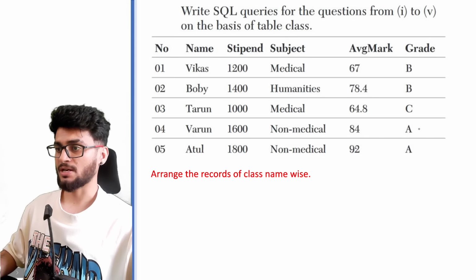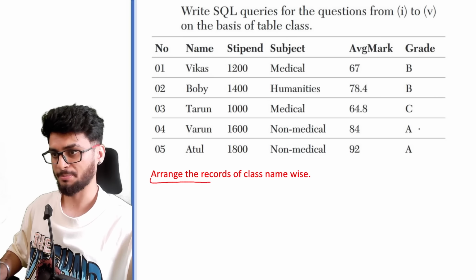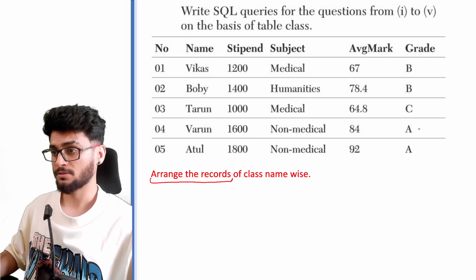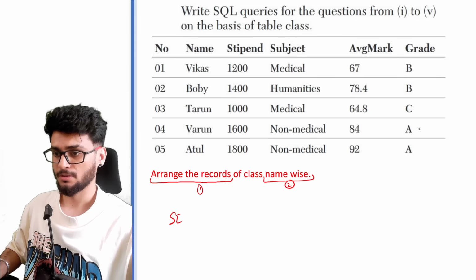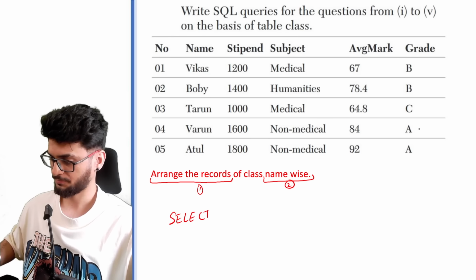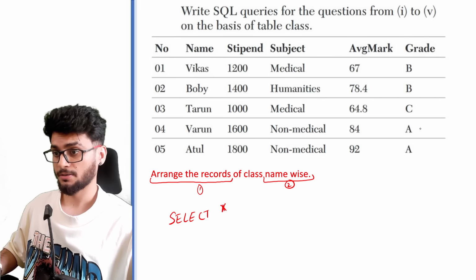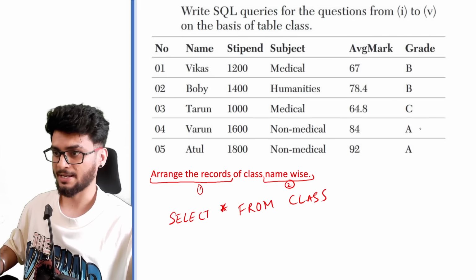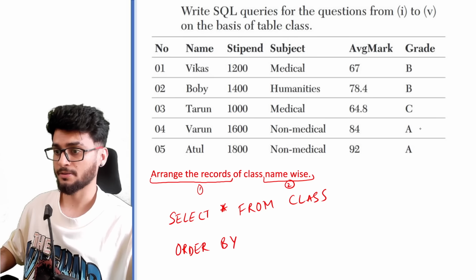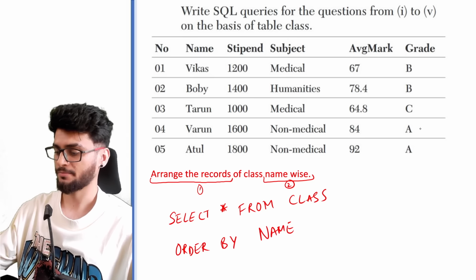Arrange the records of class name wise. So we need to arrange all the records, but name wise. So there are two parts. We say select star from class and just say order by name. So alphabetically आपके सारे records print हो जाएंगे.